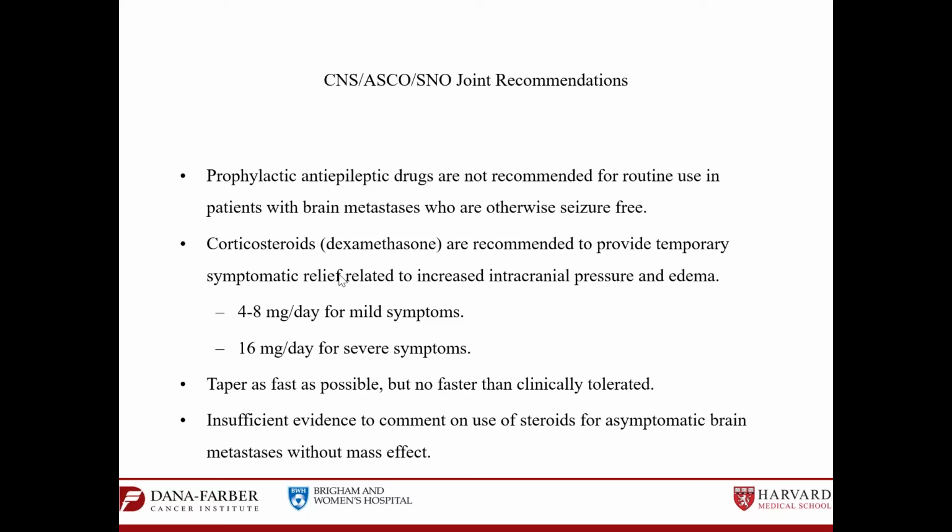For the CNS ASCO joint recommendations, prophylactic anti-epileptic drugs are not recommended for routine use in patients with brain metastases who are otherwise seizure-free, unless the patients present with seizure, of course. And sometimes you feel like you want to prescribe this anti-epileptic medication prophylactically, especially for lesions in the motor strip, or for those lesions having a mass effect and significant edema with midline shift. So sometimes you feel your patient is really at a higher risk of having a seizure, so you may start them on anti-epileptic drugs.